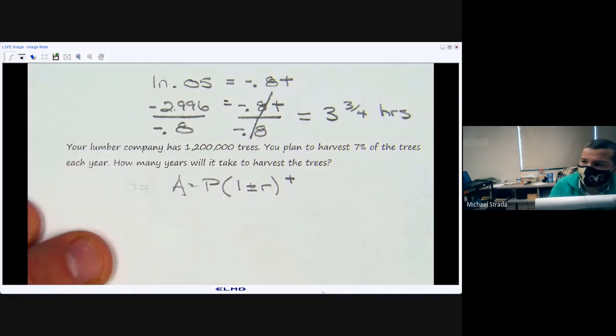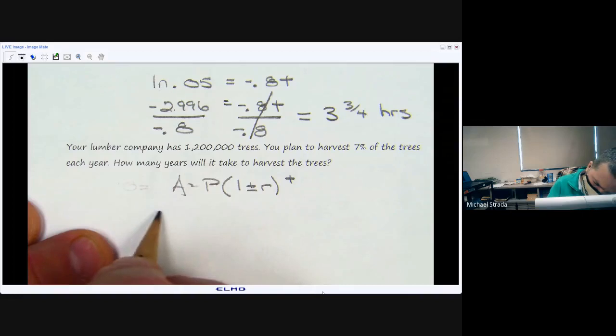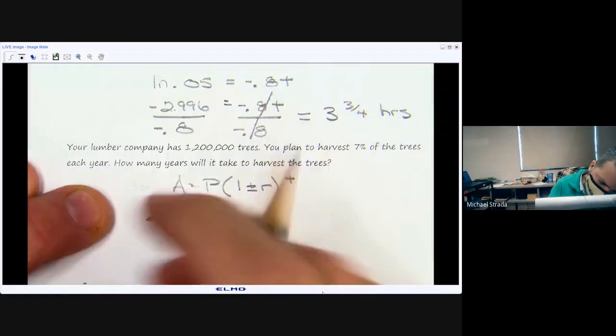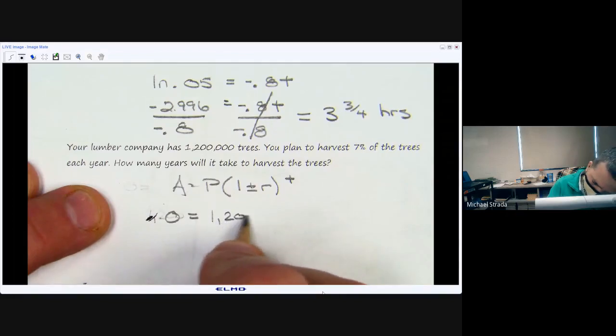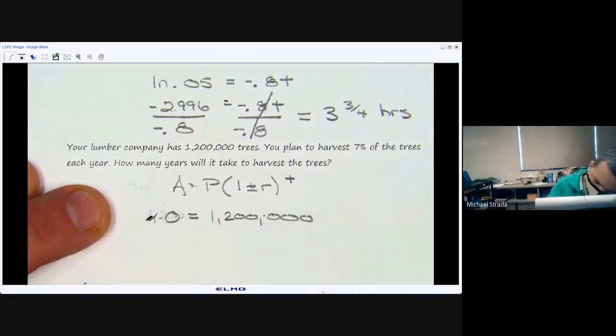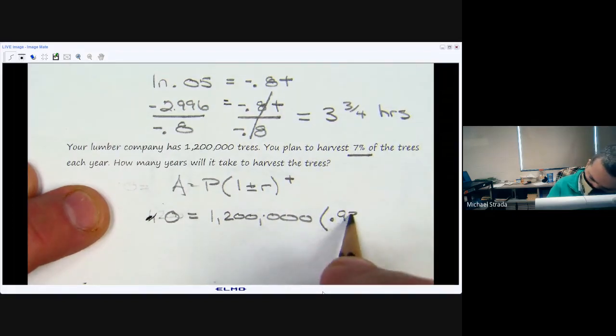Everybody remember that? 1 plus or minus r to the t. That's generic for when it's not a specific type of thing. All right. So we're talking about 1,200,000 trees. All right. And our goal is 0. $1,200,000 is the initial. All right. And if we're harvesting 7% of the trees each year, is it going up or going down? Going down. So we're going to subtract, so 0.93 to the t.